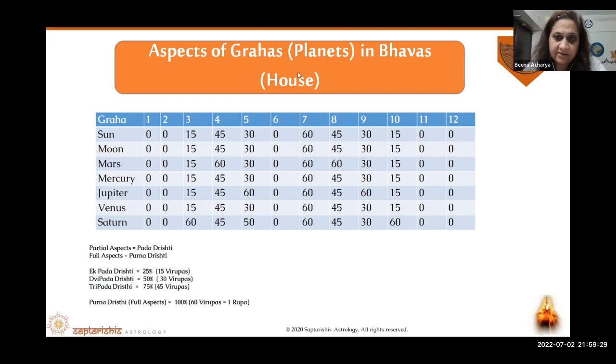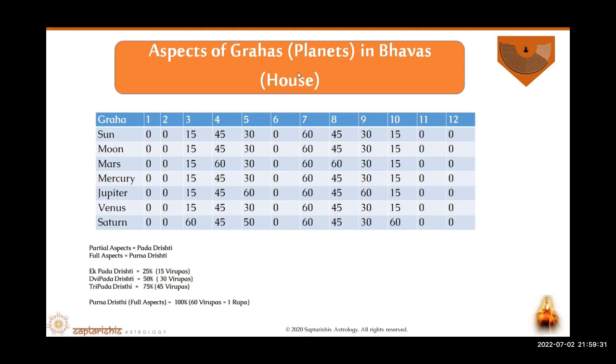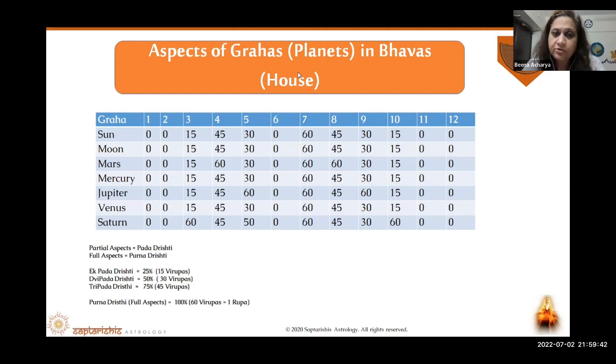The classical texts never say to take aspect or not to take aspect. They are not talking about aspects in divisional charts. Okay, so it means the discussion is exclusively on the Rashi chart, the Rashi Lagna chart.